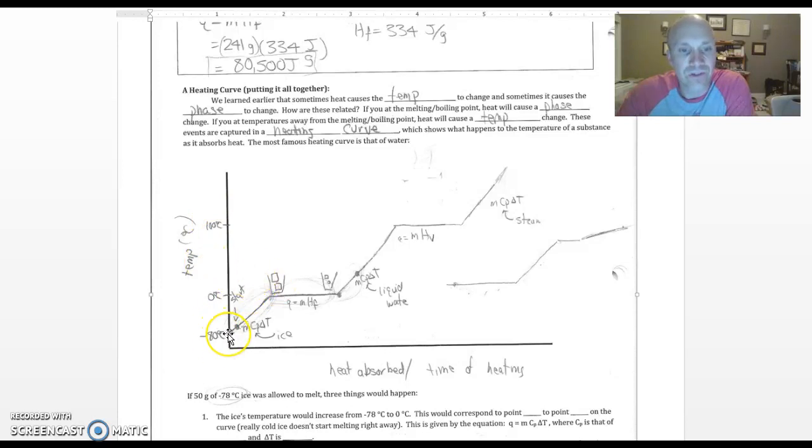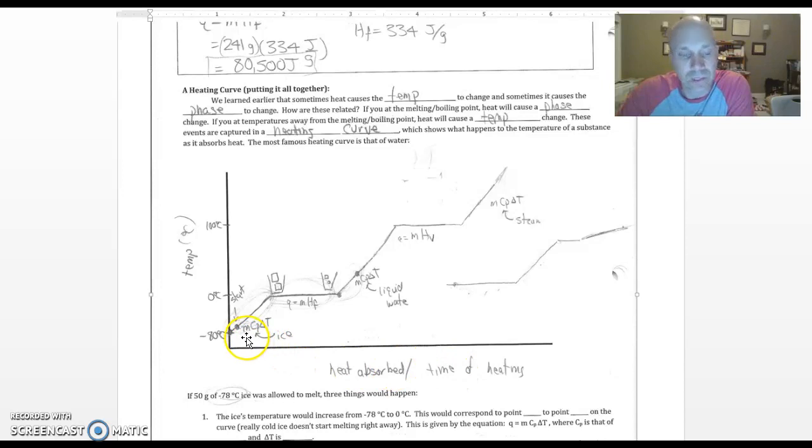So the way this is going to work, first of all, on this graph we have temperature right here on the y-axis. We're going to put either heat absorbed or time of heating. They basically mean the same thing. Pretend that you put a candle underneath an object. The longer that candle stays under the object, the more heat it's going to give to whatever is on top of it. So either way you think about this would be fine.